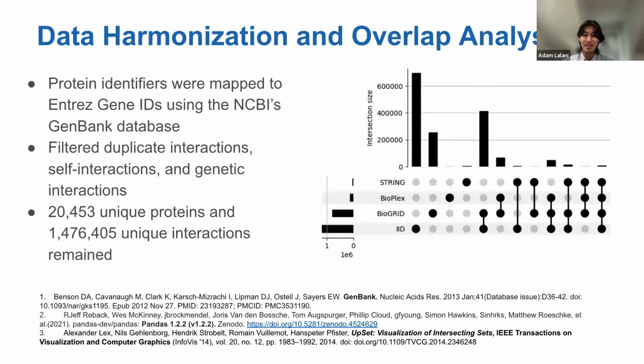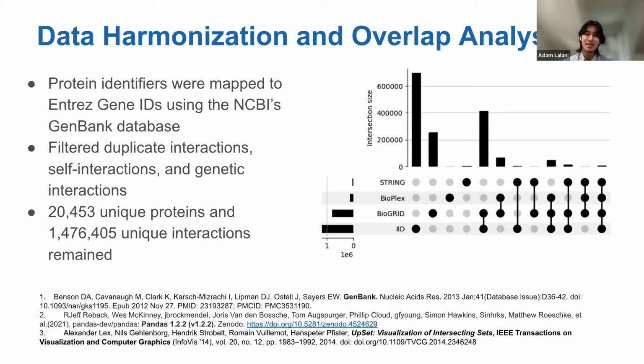One of the challenges we had in fusing the databases was the different protein identifiers used across all the databases. To solve this, we converted all the protein names and IDs to Entrez gene symbols using the NCBI gene database. We then combined all the PPIs from all the databases into one file, filtered out the duplicates, removed self-interactions, and also removed genetic interactions. In the end, we were left with 20,000 human proteins and about 1.47 million interactions.